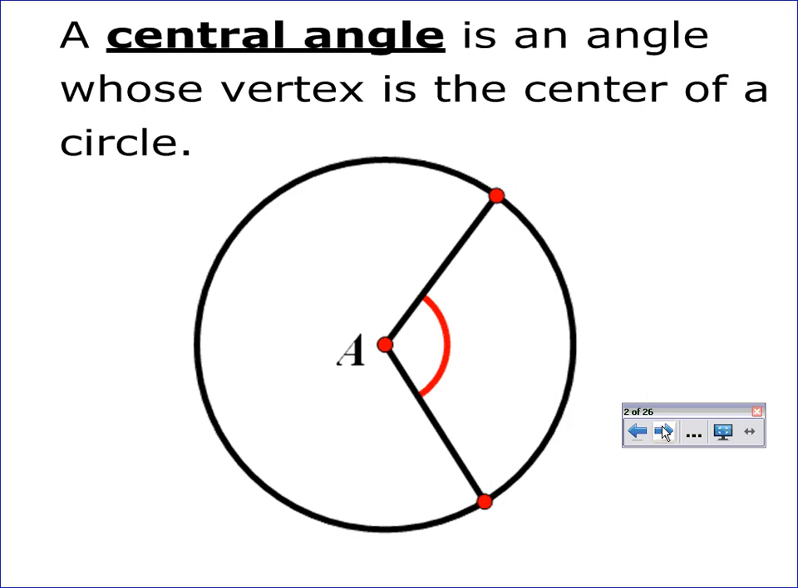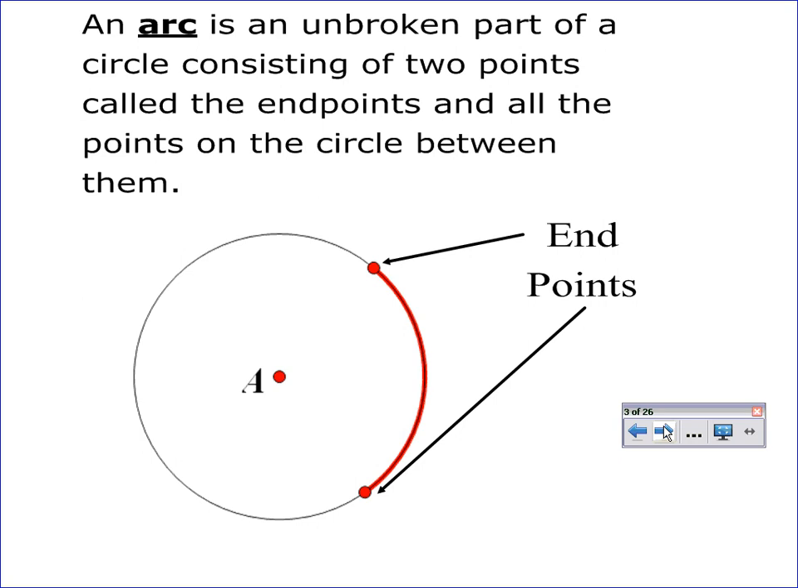So we're going to talk about chords and arcs today. We're going to start with a central angle. A central angle is an angle whose vertex is at the center of the circle. An arc is an unbroken part of a circle consisting of 2 points called the endpoints and all the points on the circle between them.